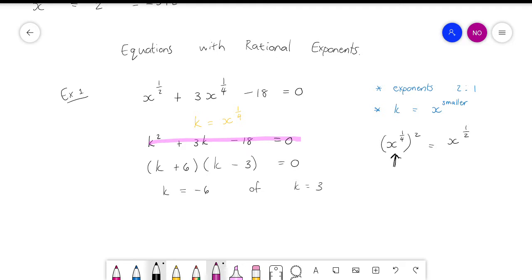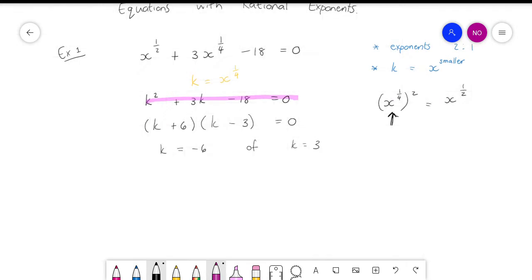Okay, in other words, k can either be equal to negative 6 or k can be equal to 3. But we're not trying to solve for k, we're trying to solve for x. So at this point, I'm going to substitute the x to the power of a quarter back in. So die k het eintlik nou net sy plek gehou vir 'n rukkie, maar ons het hom nie meer nodig nie. He can leave now. He's been holding a place. We don't need him anymore.